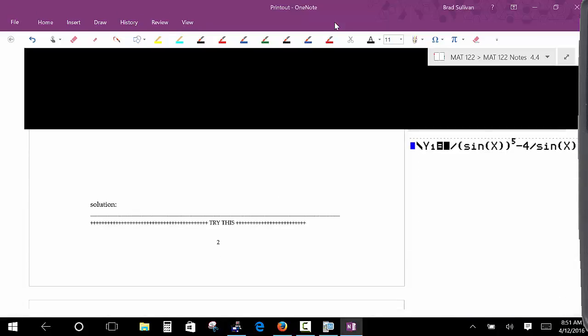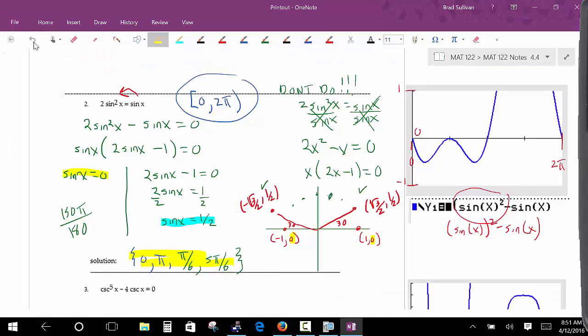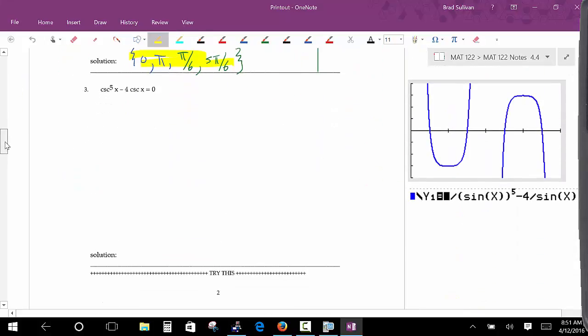Oh, what did I just do? Okay, all right. Okay, so let's do the cosecant.